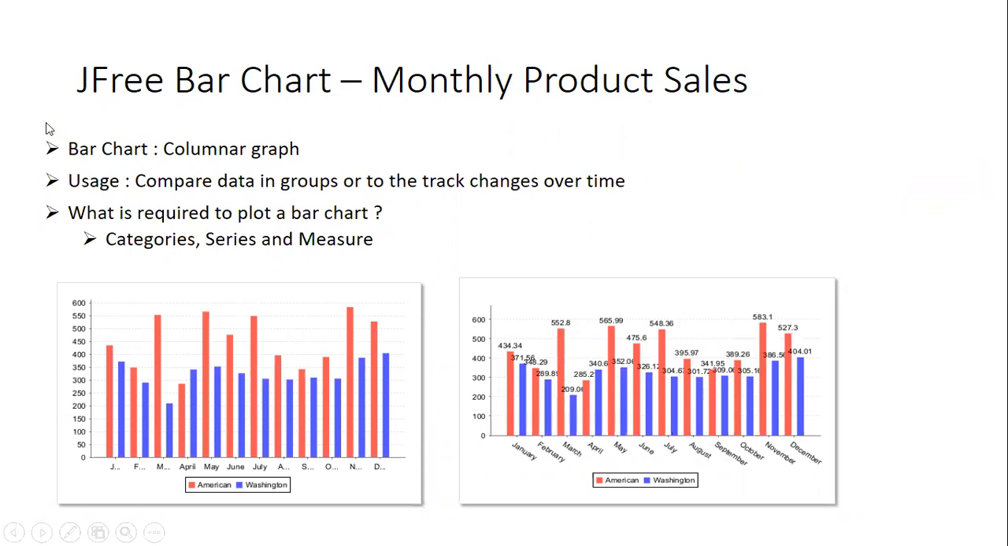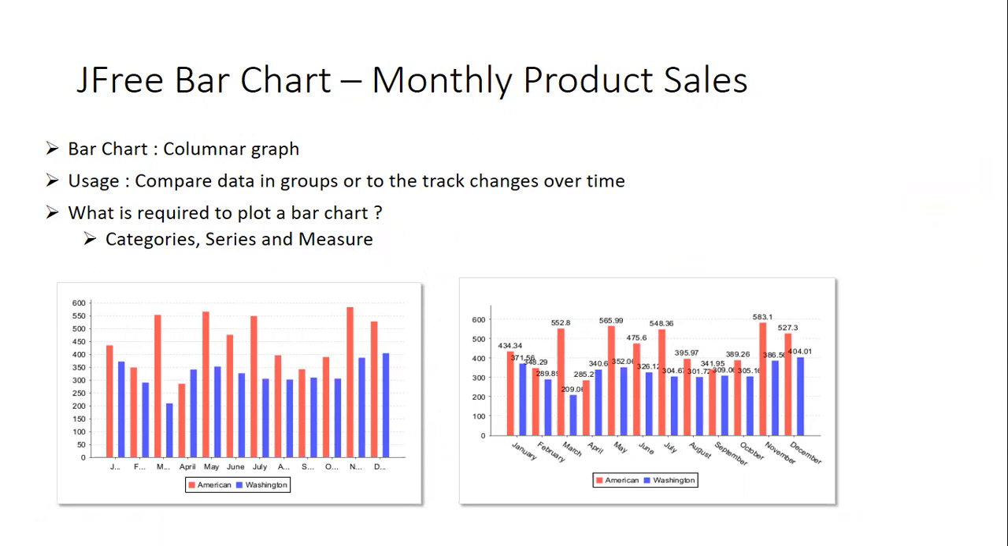So before jumping onto the example, let us have a look at the basics of the bar chart. So what is a bar chart? Bar chart is basically a columnar graph, and we use bar chart to compare the data in the groups or to track the changes over the time. To draw a bar chart, we need categories on the x-axis and series and measures on the y-axis.